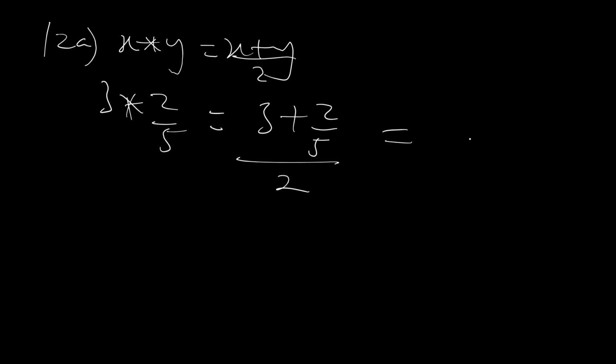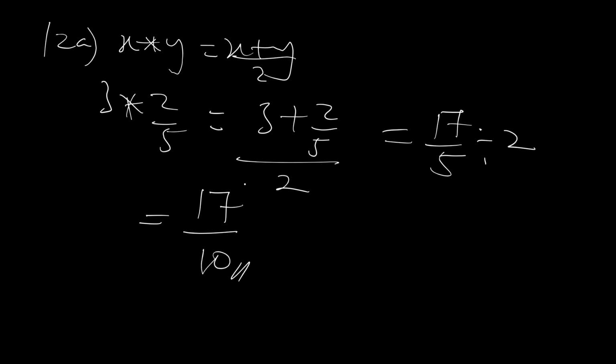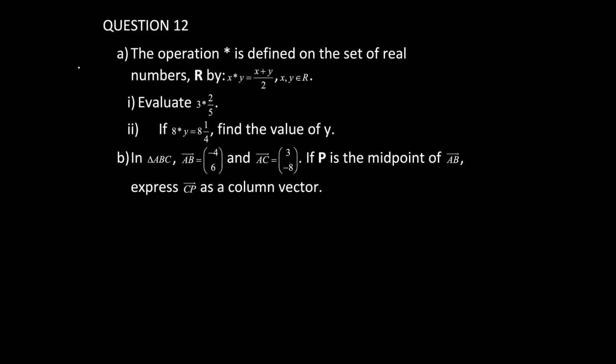Now this is the same as 17 over 5 divided by 2. When we simplify this, we get 17 over 10. So 17 over 10 is the answer for question 12ai. Now moving on to question 12aii. If 8 star y is equal to 8 whole number 1 over 4, find the value of y.